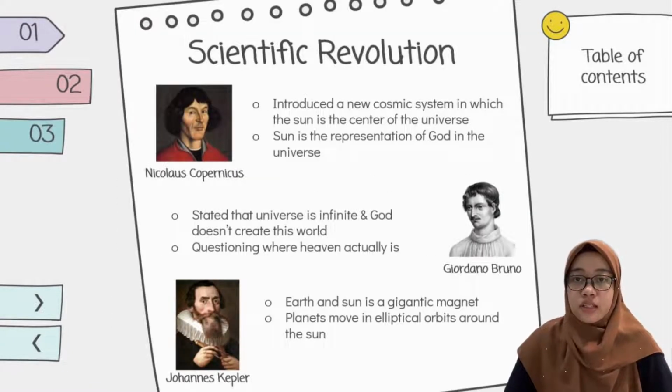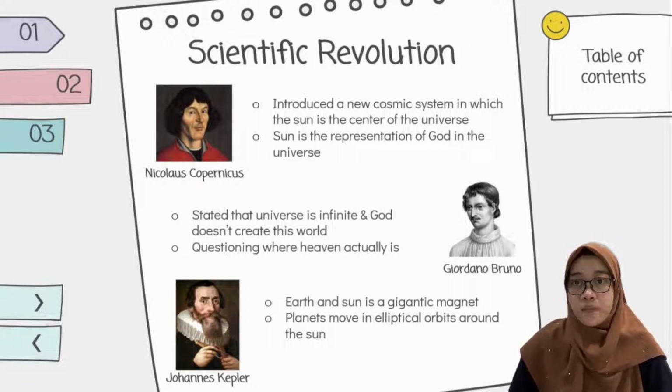Next, let's move on to the scientific revolution that replaced the old science with a new science, which is called heliocentric. It started with Copernicus in 1543, where he introduced a new cosmic system in which the sun is the center of the universe. The reason Copernicus came up with this idea is because he held on to the ideology of Plato, where he used the sun as a metaphor to describe goodness, which eventually changed to represent God.